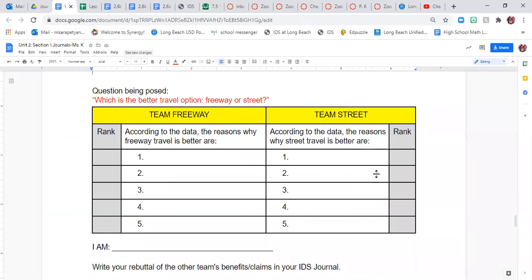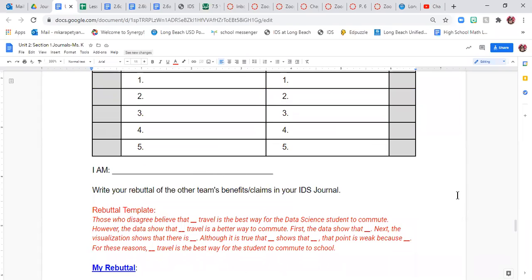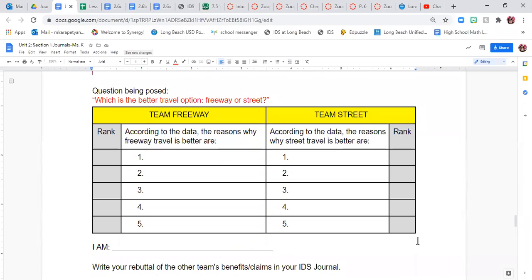Now I know there are 5 slots, but I want a minimum of 3 per column. Each of you are doing both. It's not one or the other, you're doing both. I want a minimum of 3 on each one. And then you're going to rank them, and then you're going to tell me, you know what, I'm still team street, or I changed my mind, I'm now team freeway. Okay, so any questions on the directions?